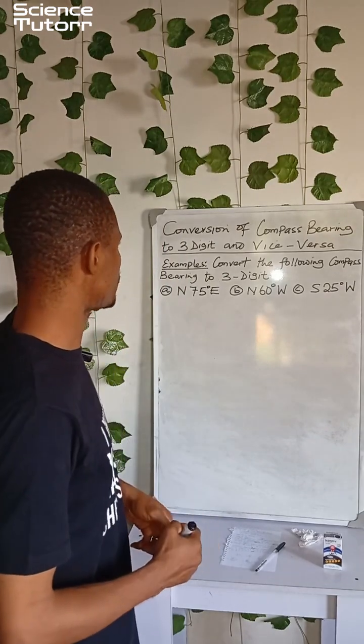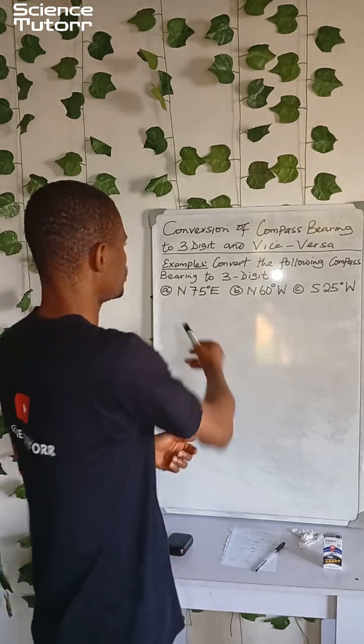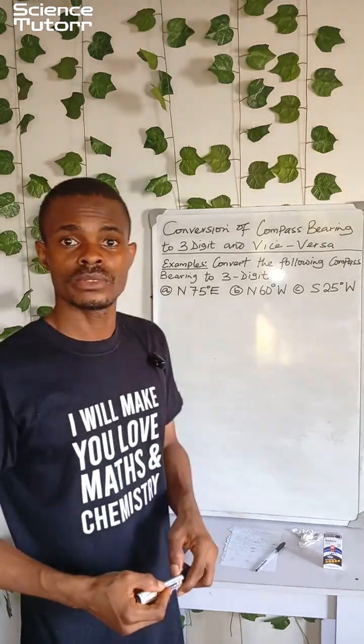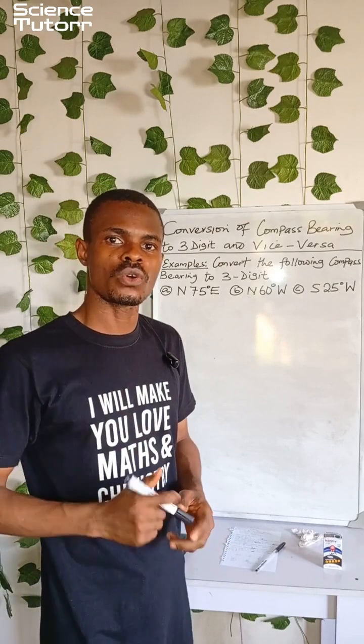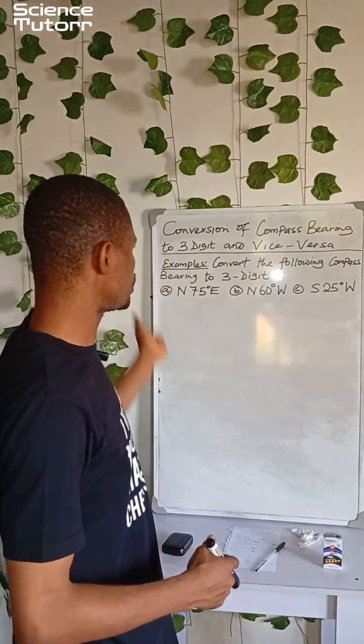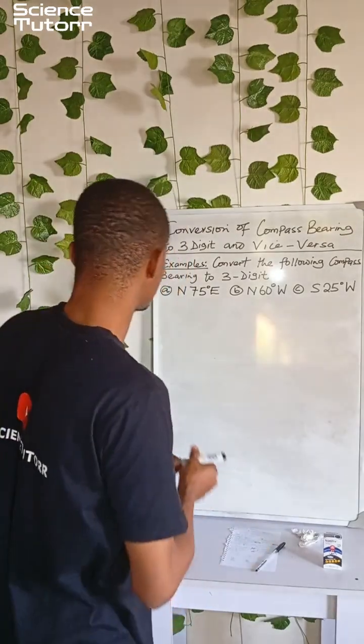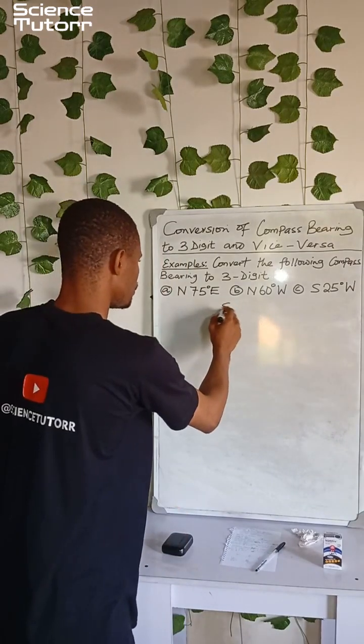Conversion of compass bearing to three-digit bearing and vice versa. We shall be using these three examples, these three questions, to solve multiple problems, converting from three digits to compass and from compass to three digits. So let's get started. Solution.